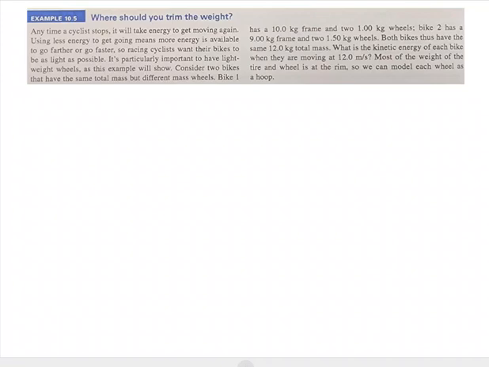What is the kinetic energy of each bike when they are moving at 12 meters per second? Most of the weight of the tire and wheel is at the rim, so we can model each wheel as a hoop. Okay, so I'm going to split this into bike 1 and bike 2. We're looking for greater joules, right? Well, it says, what is the kinetic energy of each bike when they are moving at 12 meters per second?